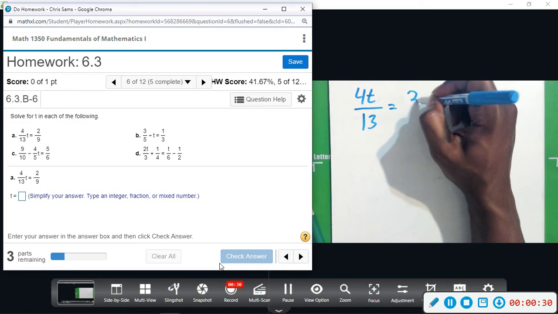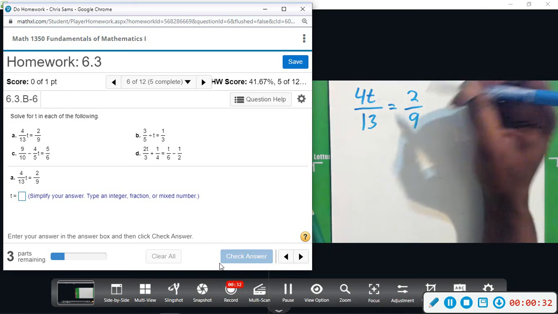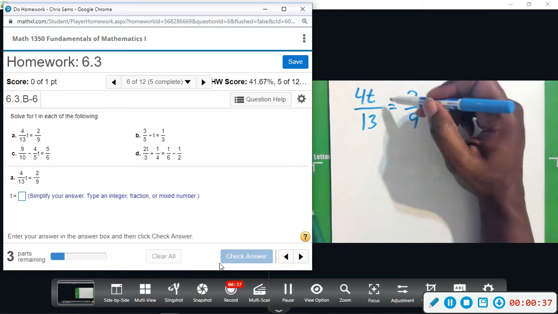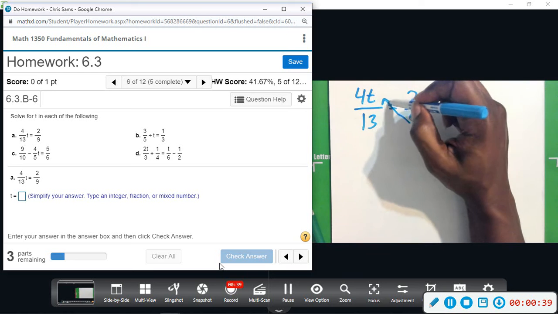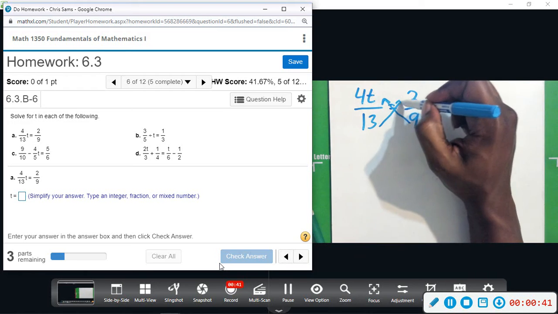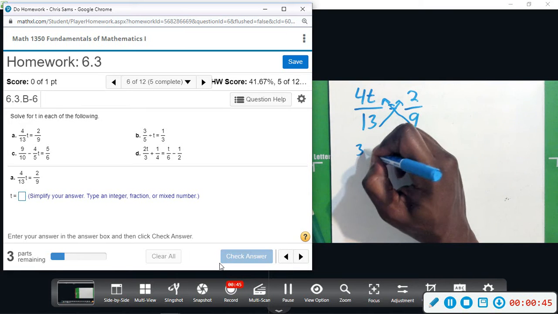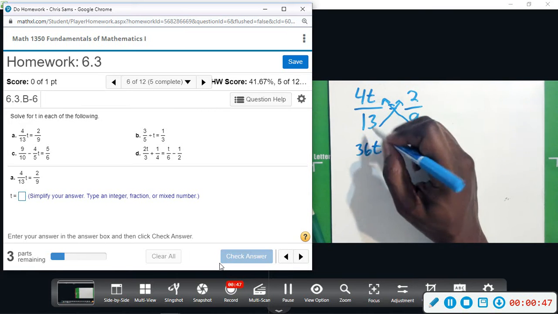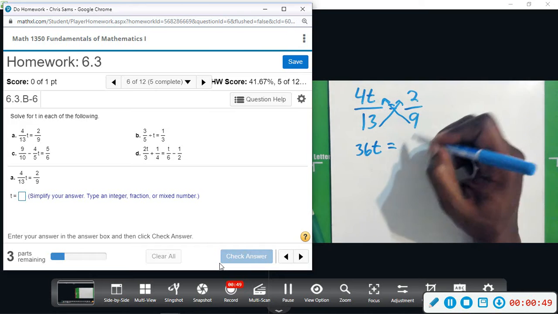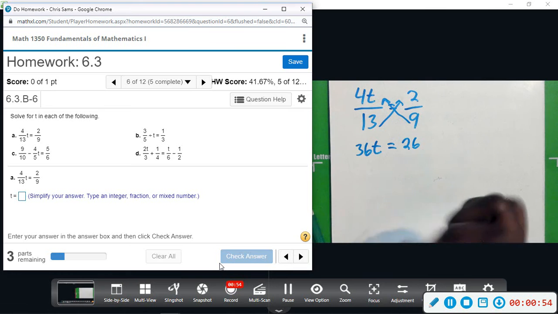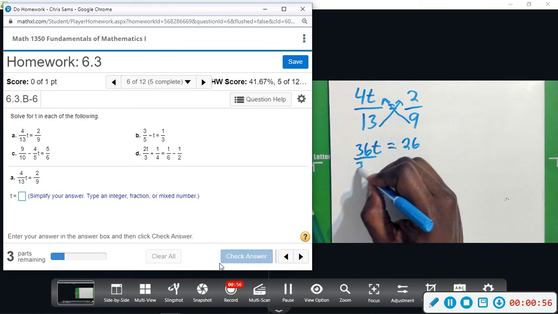equals 2 over 9. Okay, so whenever you just have one fraction on one side, one on the other, we're going to cross multiply. So multiply the 9 with the 4t, the 13 with the 2. So 9 times 4 will give us 36t. 13 times 2 will give us 26. And then to get t by itself, we would divide by 36.